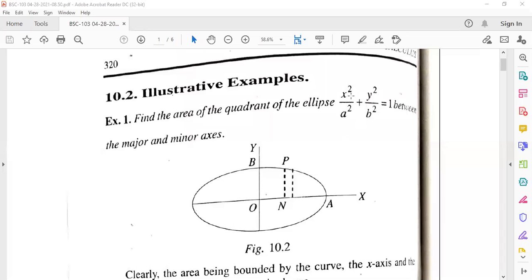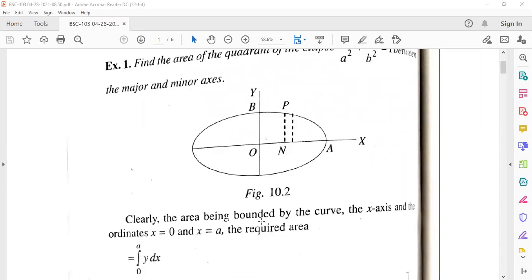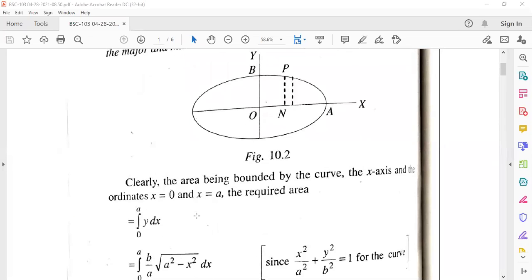We know that for this ellipse x square by a square plus y square by b square equal to 1, major axis is 2a and minor axis is 2b. But here it is given for the x and y axis, center at 0 0. So clearly the area is bounded by the curve, the x-axis and the ordinate x equal to 0, x equal to a. The required area will be integration 0 to a y dx.